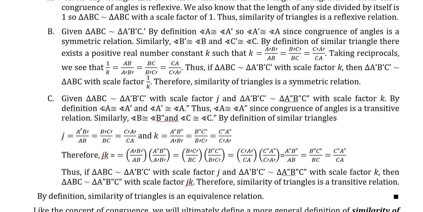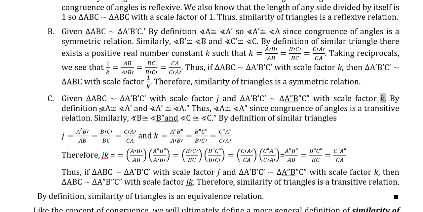All right, how about transitivity? Well, with transitivity, we are given a triangle ABC is similar to triangle A prime B prime C prime, let's say with the factor of J. And A prime B prime C prime is similar to A double prime B double prime C double prime. Let's say that one has a scale factor K.